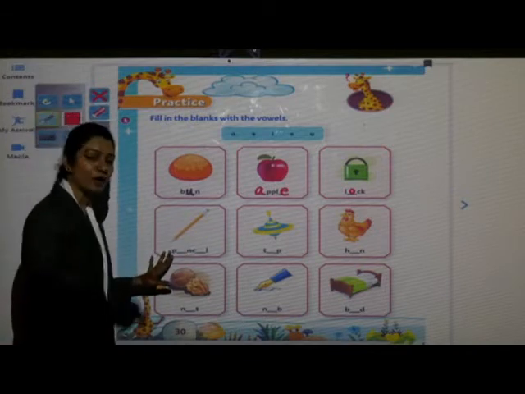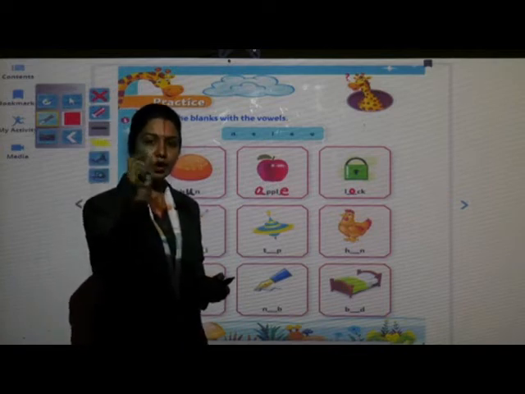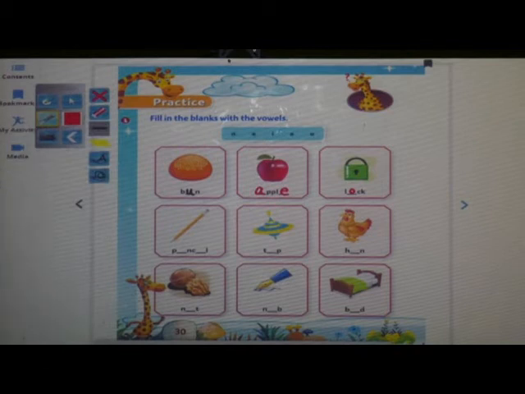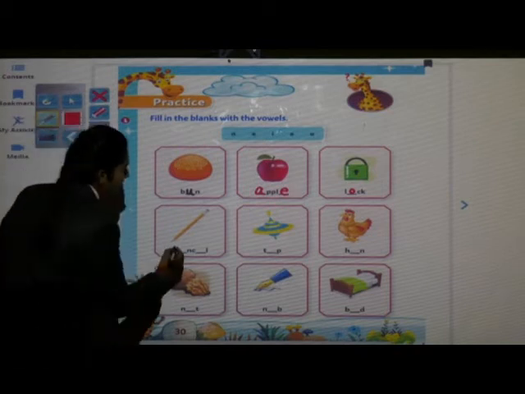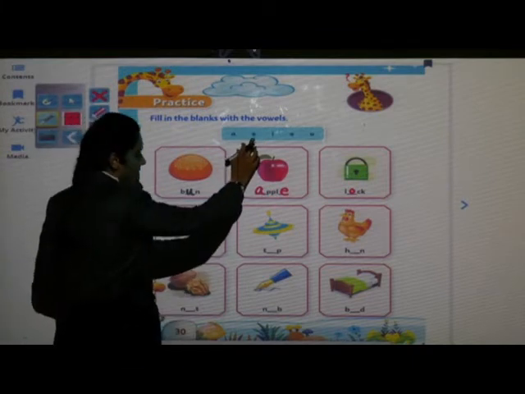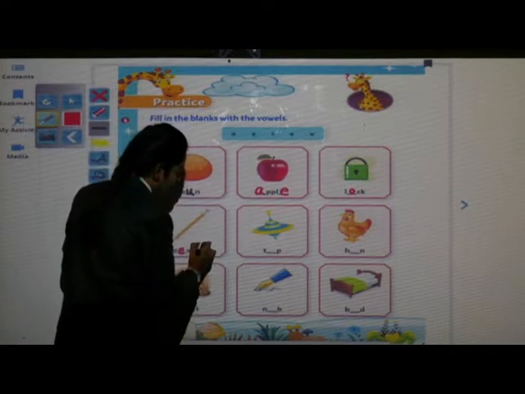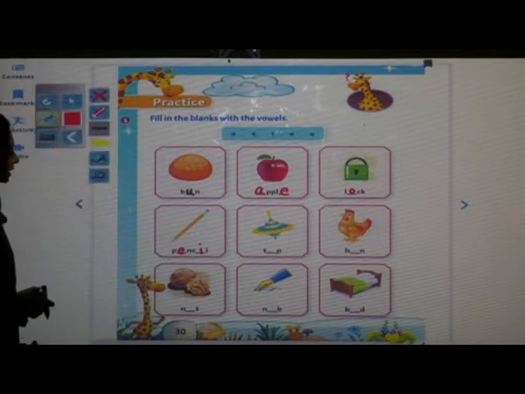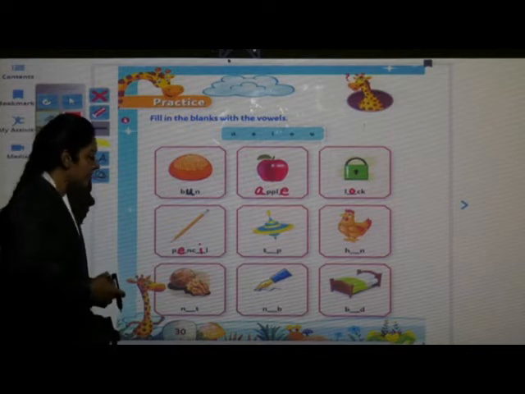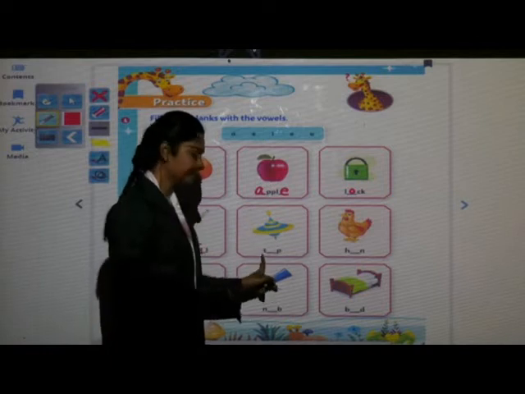Now next, tell me which picture is this? Yes. Now what is in your hand, children? Show me your magic fingers. In your magic fingers, what do you hold? Pencil. Very good. So children, tell me what is the spelling of pencil? P-E-N-C-I-L. Pencil.